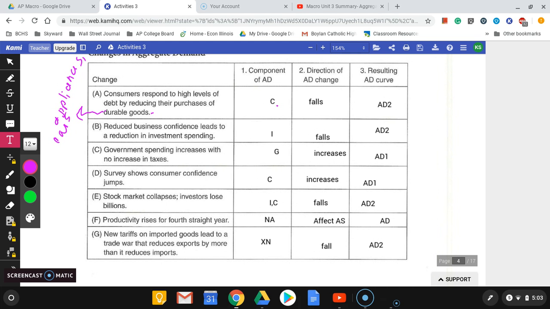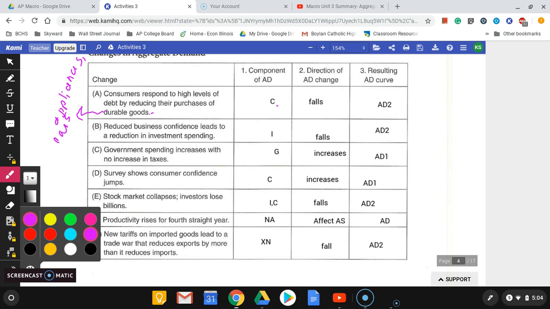So the first one, A, says that consumers respond to high levels of debt by reducing their purchase of durable goods. And I've written over here that durable goods refer to things like appliances or cars. So this term or phrase, durable good, is a common vocabulary term that's used in economics. So if that were to happen, it's going to definitely affect consumption. Consumption's going to fall, and AD would shift to the left or go to AD2.